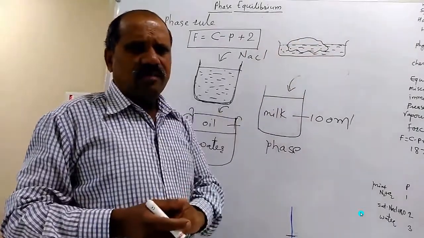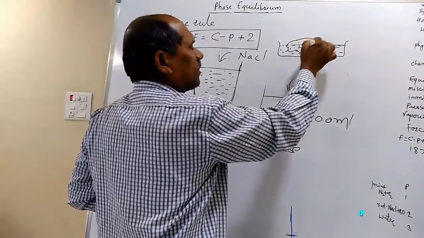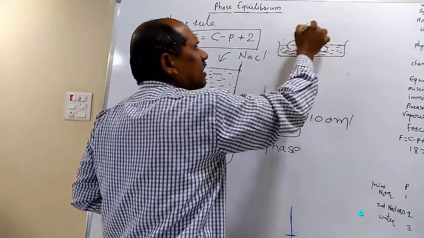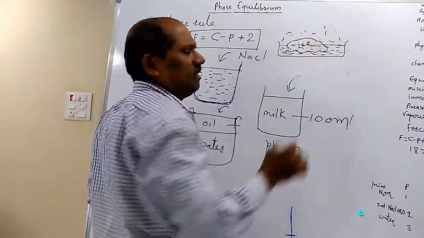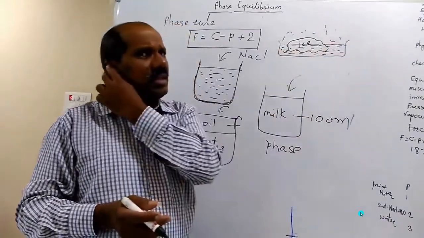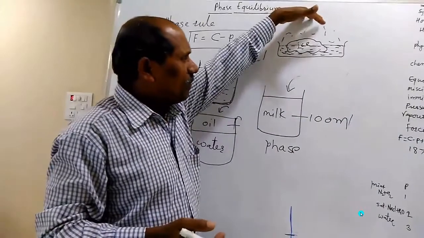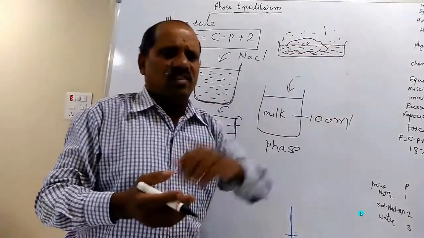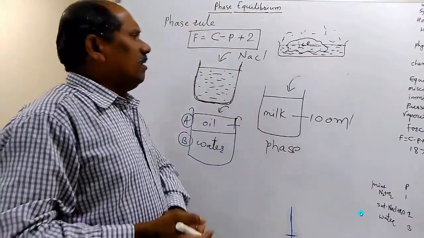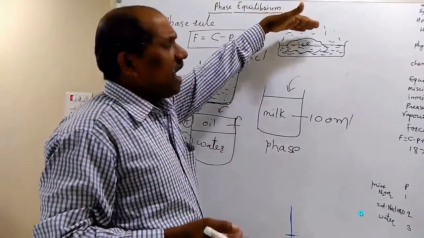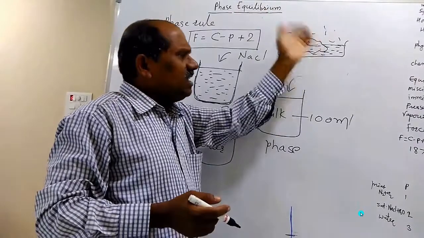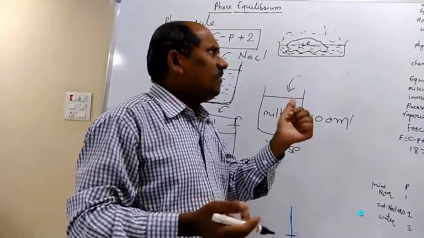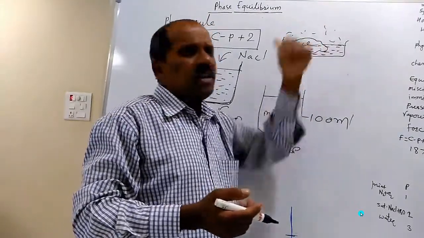In this water system, ice is present here. This is water, and above the ice and water, some water vapors are also present. Means in the water system, there are three phases: water vapor, ice, and water. These are the three separate phases. Why is it so? Because water vapors are in a gaseous state, ice is in a solid state, and water is in a liquid state. Means physically, the three phases are different.